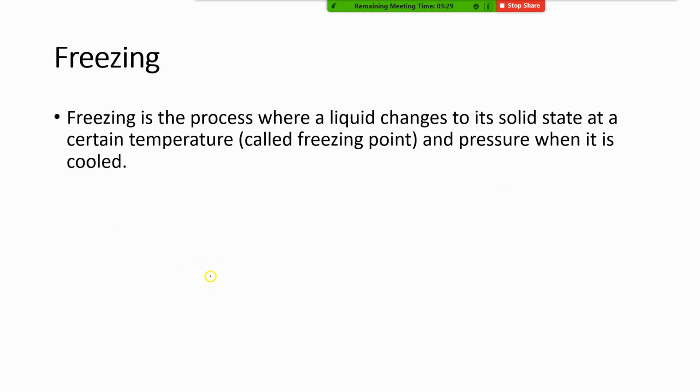Now, moving along, freezing, of course, is that process where a liquid changes into a solid at a certain temperature, which is what we call the freezing point, and pressure, when it is cooled, basically. So there's a certain pressure that is required for when freezing is taking place, and in most cases, that's what we call the standard pressure, standard atmospheric pressure. Because what you have to understand, ladies and gentlemen, is that there are several things that can affect these processes in nature, and one of the main things is what we call the atmospheric pressure.